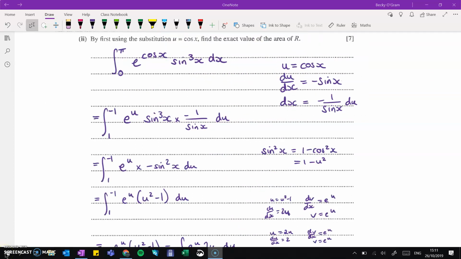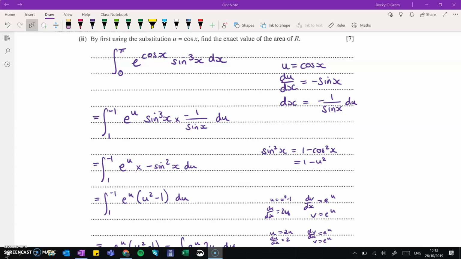And we finish the paper with a question that requires us to do integration with both substitution and later on you'll see by parts as well. So this one had room to make lots of errors and you had to very carefully work through it. Okay, so first of all, use the substitution u is cos x.